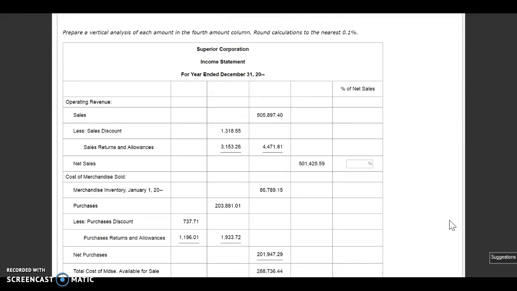Okay, the last step then is figuring out our vertical analysis. It says prepare a vertical analysis of each amount in the fourth column, round calculations to the nearest 0.1. Make sure that you use this heading. This really helps. It says percentage of net sales. Remember, of net sales, that means net sales is always at the bottom. So for this first one, we're simply dividing net sales by net sales. So when we do that, we're going to get 100.0%.